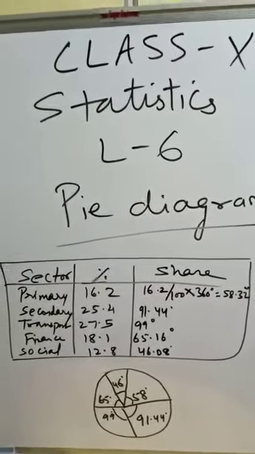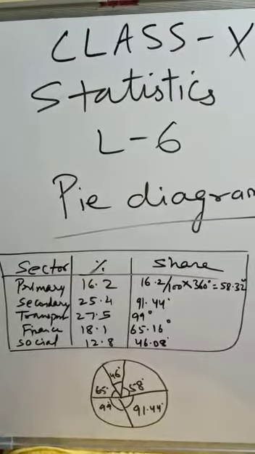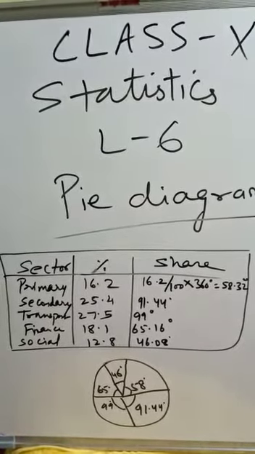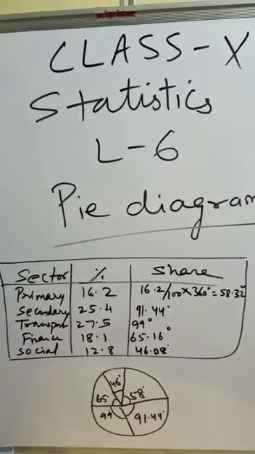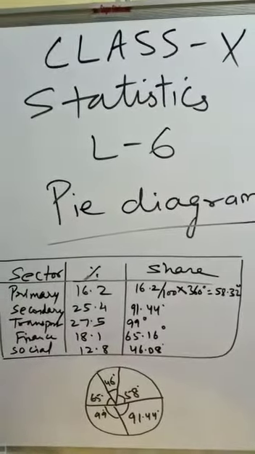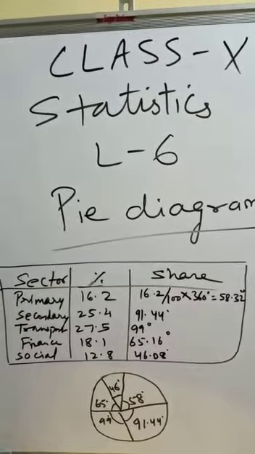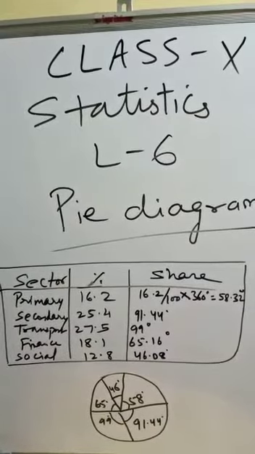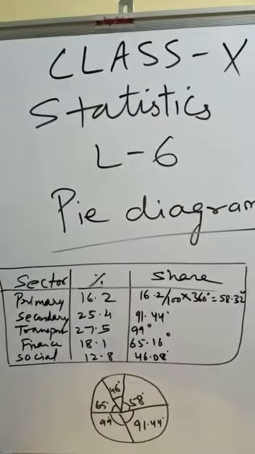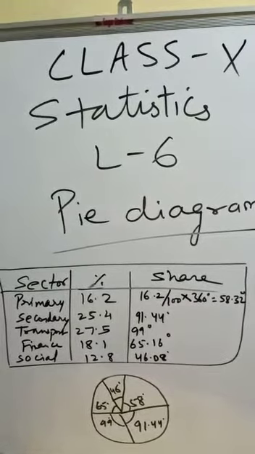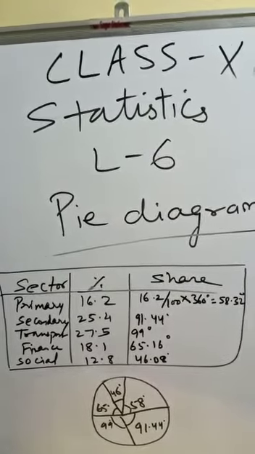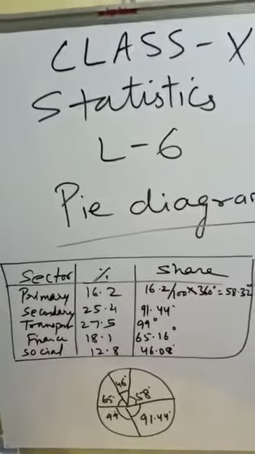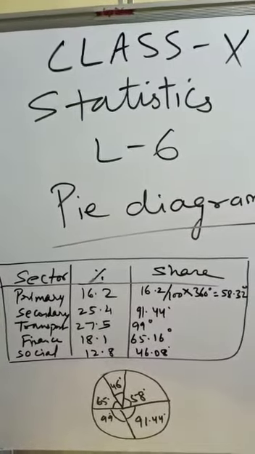If we add all the percentages like 16.2, 25.4, 27.5, 18.1, 12.8, we get 100 percent. The same is the case with the degrees. If we add 58.32, 91.44, 99 degrees, 65.16 degrees, 46.08 degrees, then we get 360 degrees complete.